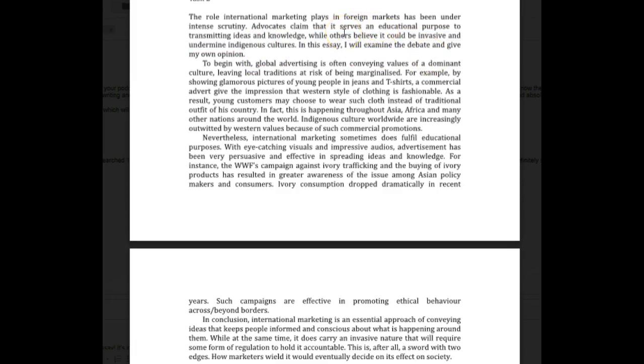Okay, so what did I say before I read it? I said that you're supposed to discuss both views and give your opinion. Now, if you look at the band descriptors for task response, and if you look at the band 7, it says presents a clear position throughout the response. Take a look. They're all over the place online. Band 7, task response says presents a clear position throughout. So what does that mean? Take a look at the word throughout. Throughout means from the beginning to the end. So since you said that you've been struggling getting that 7, I'm wondering if maybe this is one of the reasons why.